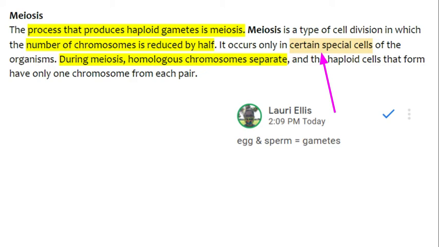So meiosis is a type of cell division in which the number of chromosomes is reduced by half, and it only occurs in certain special cells. Those special cells are egg and sperm, which we call gametes. So this is only happening in one place in your body. Every other somatic or body cell undergoes mitosis, and the cells are clones. So it occurs in these gametes of organisms. During meiosis, homologous chromosomes separate, and the haploid cells that form have only one chromosome from each pair. Now I'm going to talk more about that homologous chromosome separation in just a little bit.